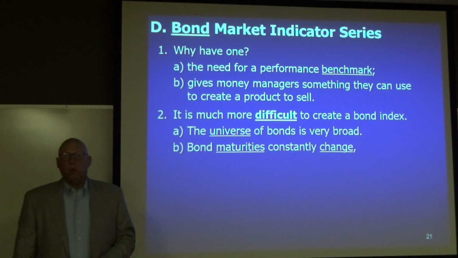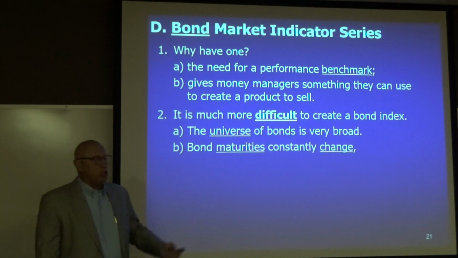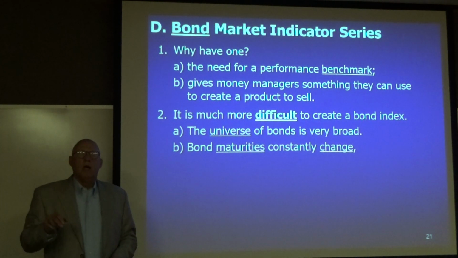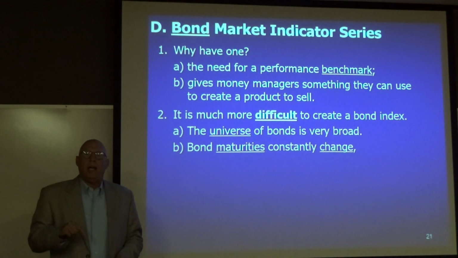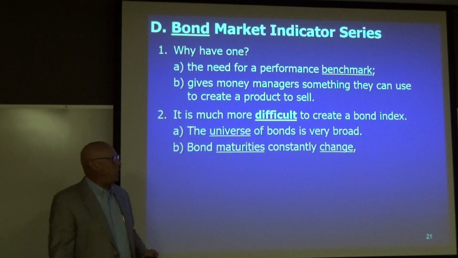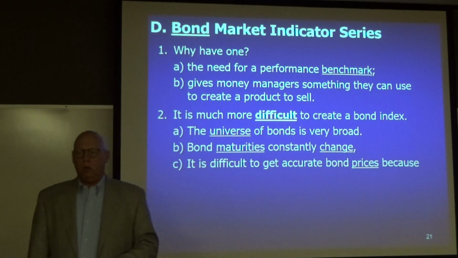So many more bonds, so it's much tougher to get a handle on the universe because bond maturities constantly change. Remember that a bond that was issued a year ago that had a 10-year maturity is now a 9-year bond. So maturities change constantly. Okay, so once again, it's hard to get a handle on all the bonds that are out there.